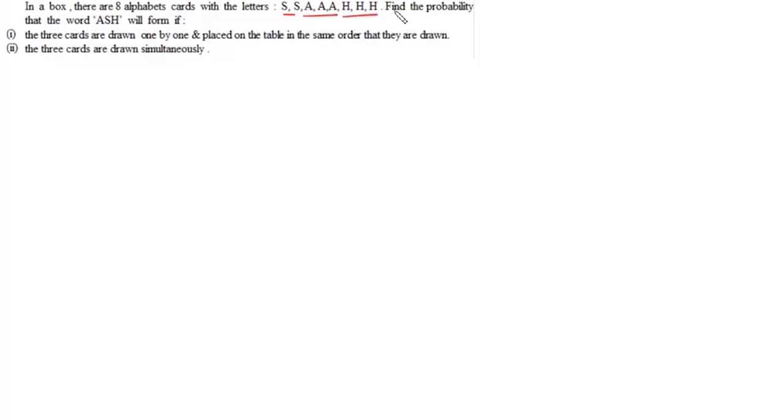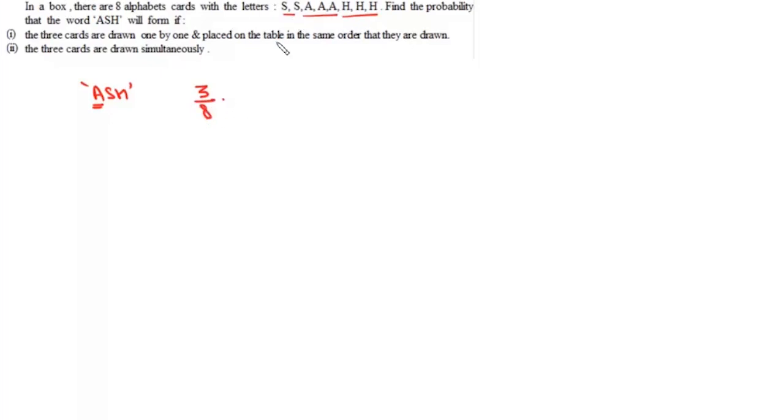Find the probability that the word ASH will be formed if, the first part is, the 3 cards are drawn one by one and placed on the table in the same order as they are drawn. Now in order to form this word, the first card must be A, and the probability that the first card will be A is 3 divided by 8. So there will be 3 by 8.